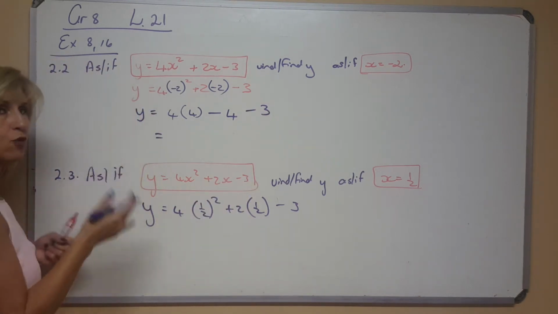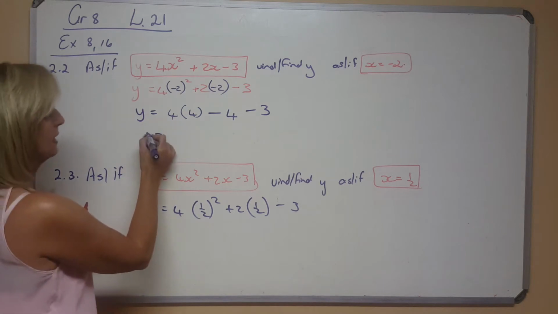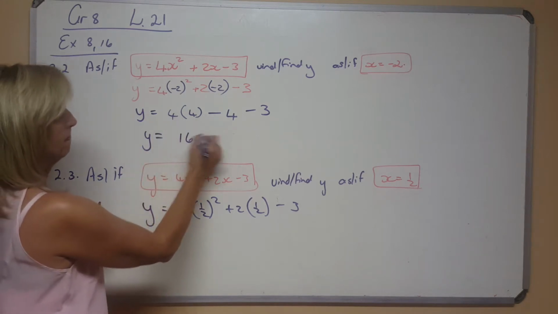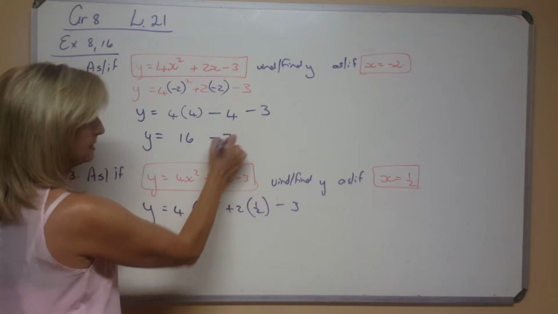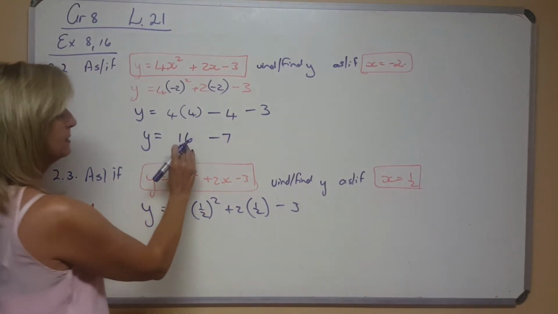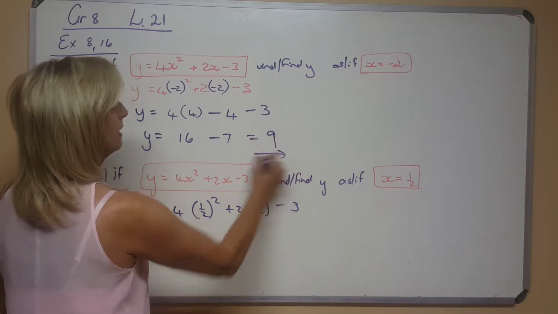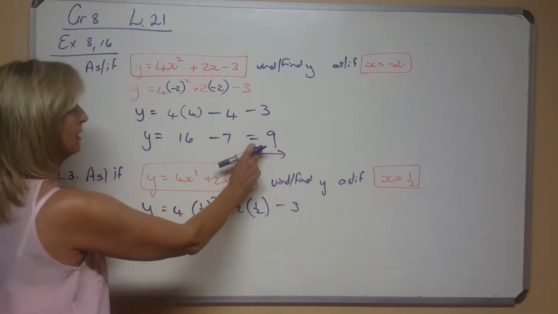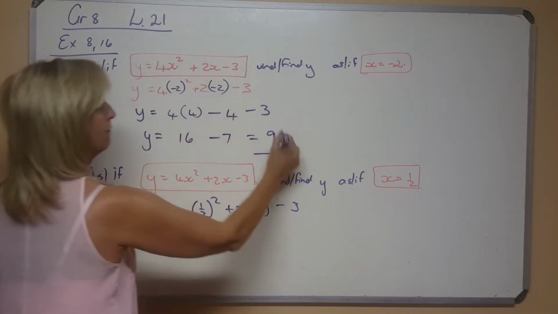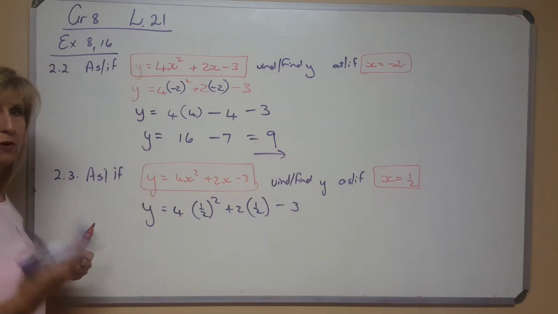Y is die ding wat jy wil oplos. So y is dus gelyk aan 16. Now you can already say that that is minus 7. Or you can keep it 16 minus 4 minus 7, but the answer will be 9. So y is 9. Find y. I found y. Onthou om die vraag te antwoord.